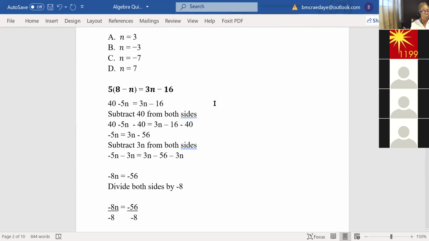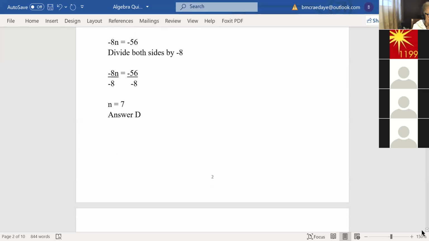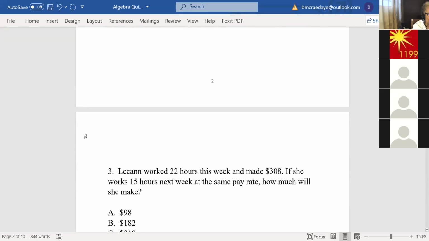The thing to remember is that you do the opposite operation. So 40 is being added here, you subtract it. Minus 16 is subtracted, so you add it. All right. Any questions on number 2? Audrey, you had that one correct, right? Yes. Okay. All right, let's go to number 3.